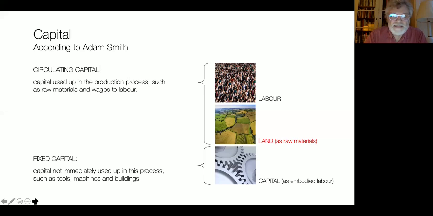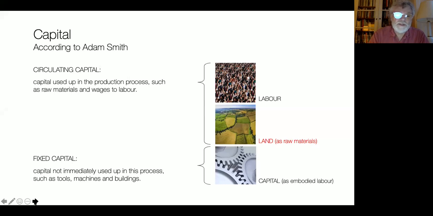So again, I guess this has to do with the ability, on a more abstract level, to buy most anything with capital, and some of it you use up in the production process. On the other hand, we have fixed capital, which is capital not immediately used up in the process, such as tools, machines, and buildings. And there you have this more traditional idea about capital as embodied labor. And importantly, he includes buildings into this.